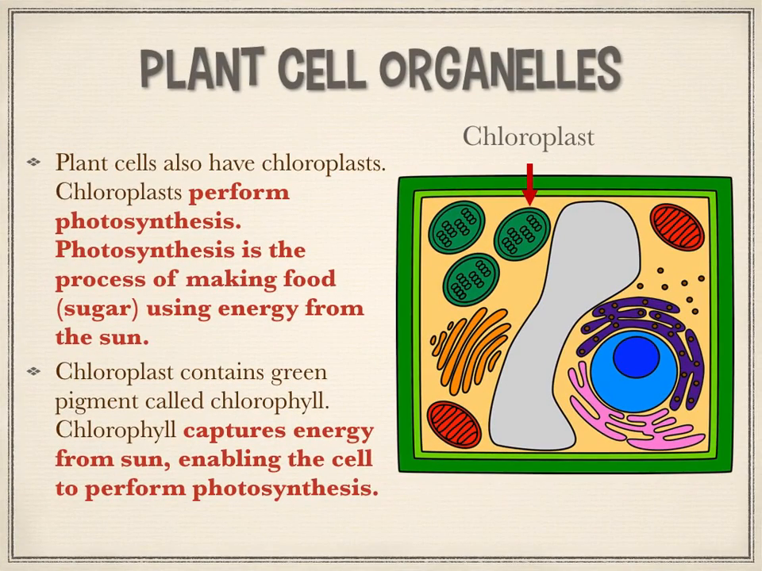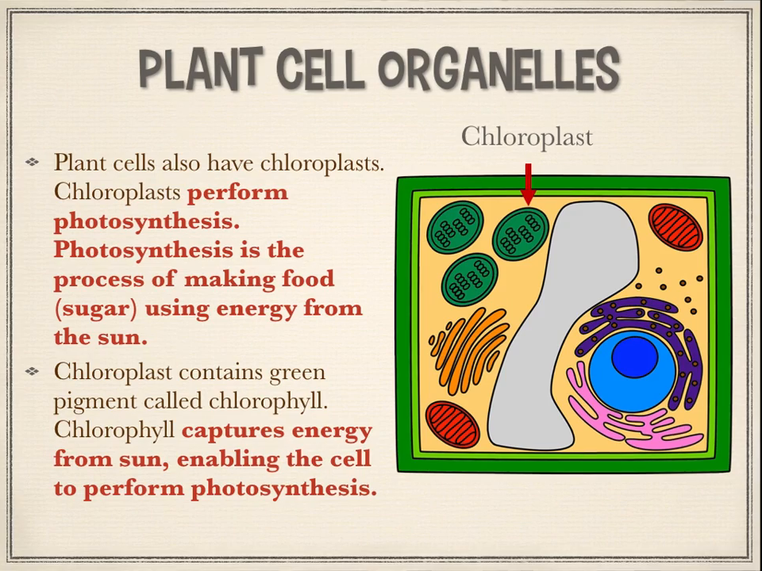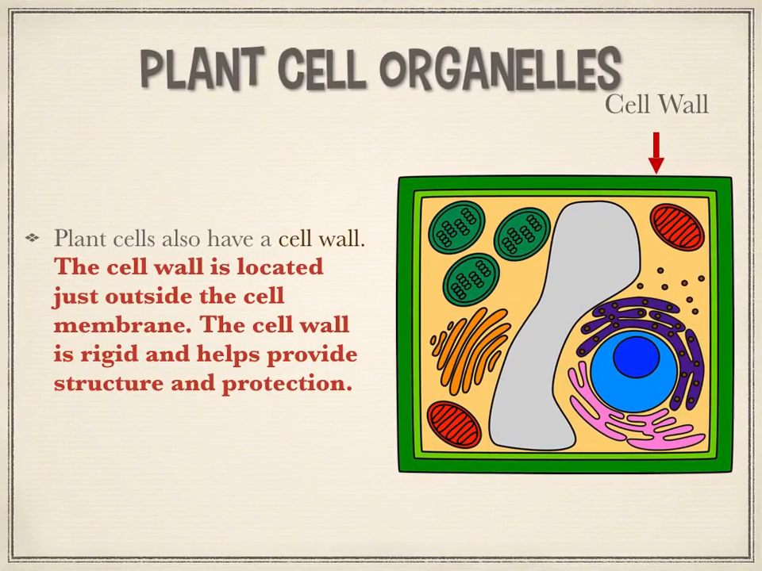Plant cells also have something called chloroplasts. Chloroplasts perform photosynthesis. Photosynthesis is the process of making food, sugar, using energy from the sun. Chloroplasts contain green pigment called chlorophyll. Chlorophyll captures energy from the sun, enabling the cell to perform photosynthesis. Plant cells also have a cell wall. The cell wall is located just outside the cell membrane. The cell wall is rigid and helps provide structure and protection.